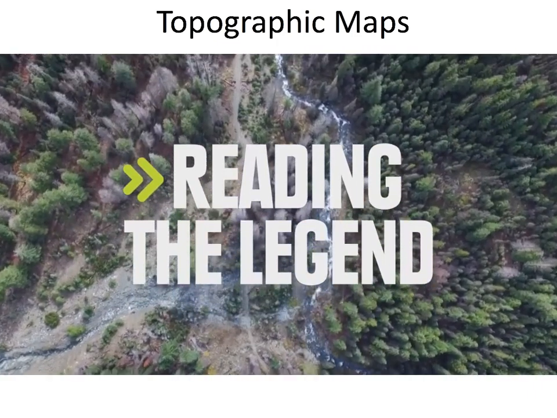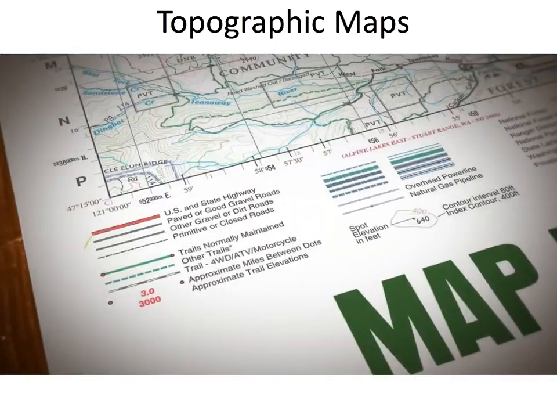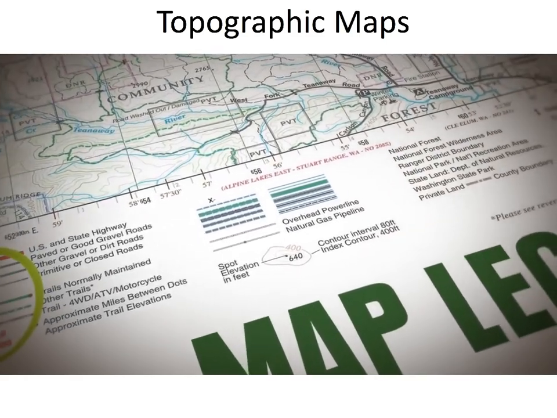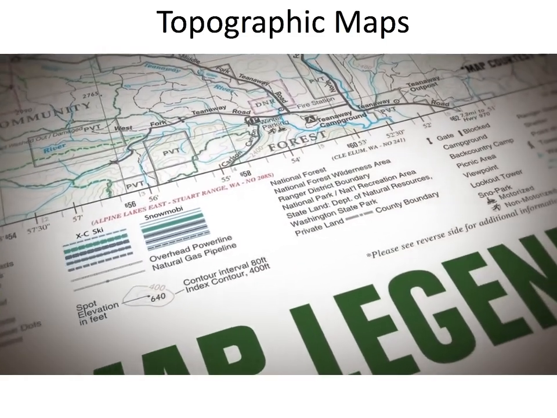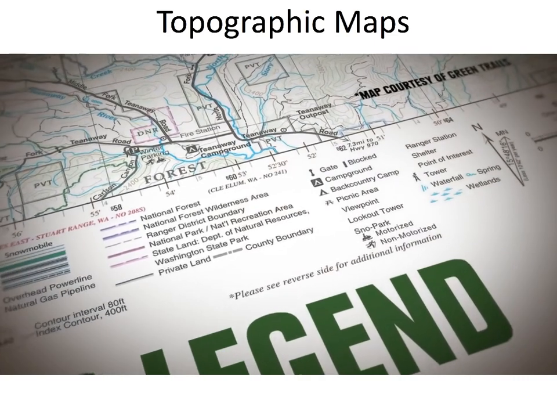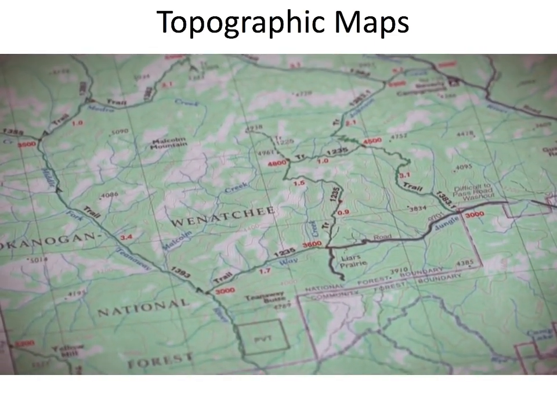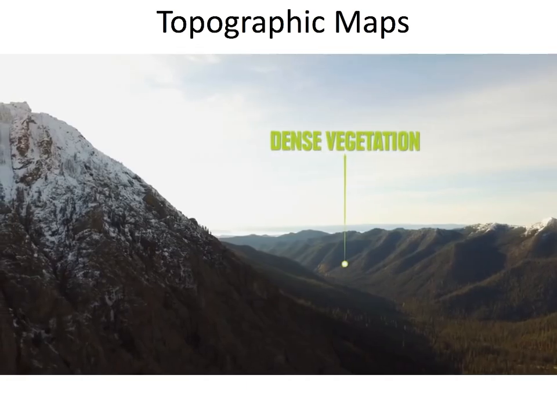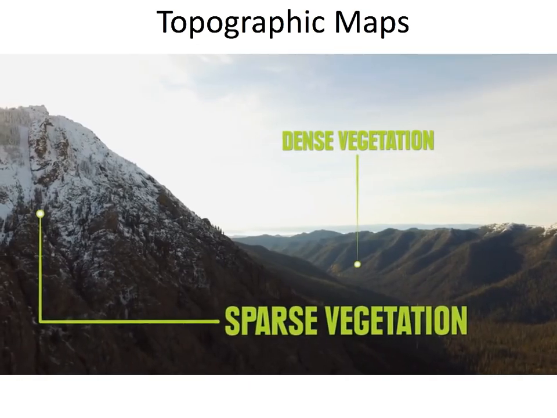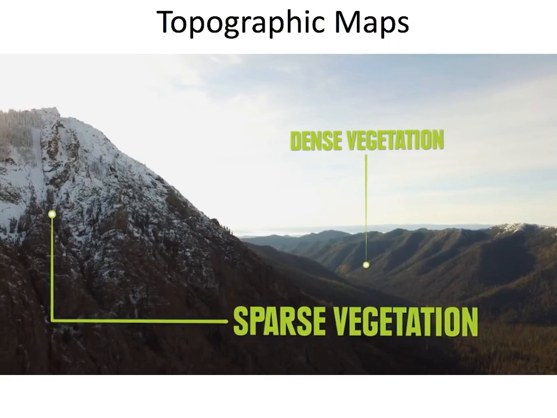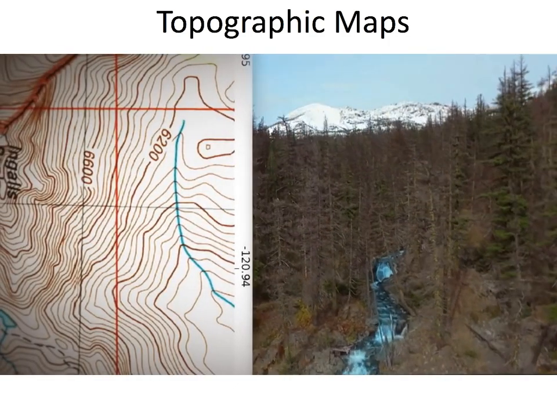One of the first things to look for on any new map is the legend. The legend is like the user's guide for your map. It's where the various lines, colors, and symbols are defined. When it comes to the colors on the map, the idea is that the darker the color, the denser the vegetation. As you get closer to the top of a peak, you'll notice that the colors get lighter as the forest thins out. And of course, streams and lakes are represented in blue.